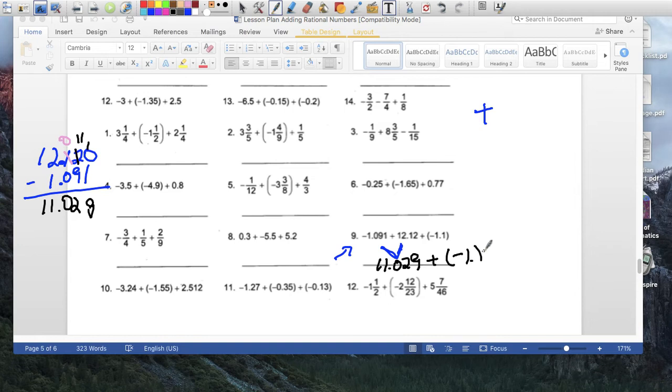It's going to be a positive plus a negative, right? Negative 0.1. There's more positive, so again, this is going to be a positive answer. And because the signs are different, I'm going to find the difference. 11.029 minus 1.1. Placeholder, 0, 0. So there's going to be a little borrowing here.